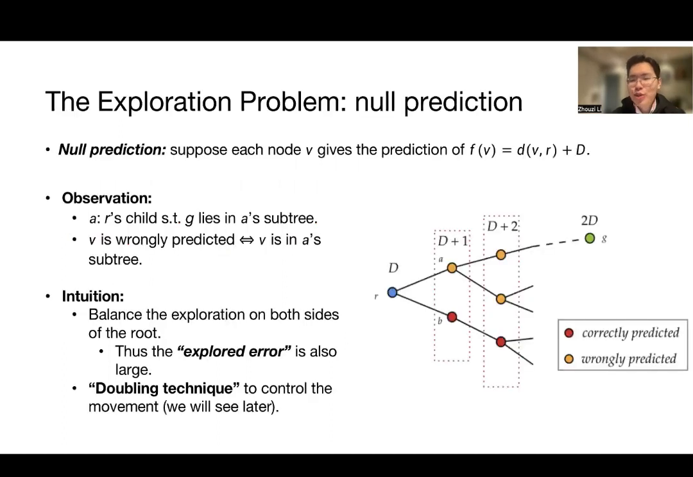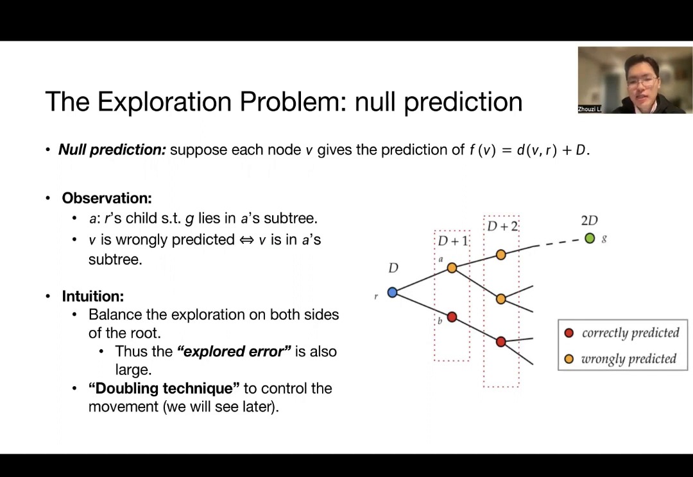Let's first get some intuitions about the problem, starting from the null prediction case. Recall that null prediction is just, as shown in the figure, the nodes on the i-th layer give prediction i plus D. Then here is an observation. If A is the neighbor of the root such that the goal lies in A's subtree, then only the nodes in A's subtree give wrong predictions. It's just by definition. See the orange nodes in the figure.